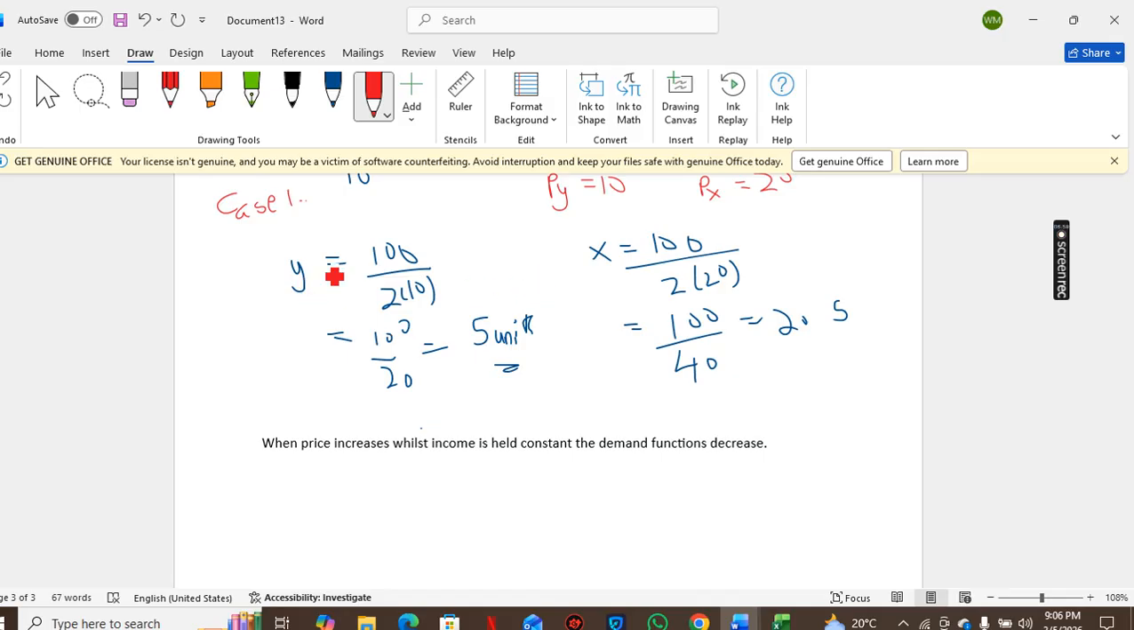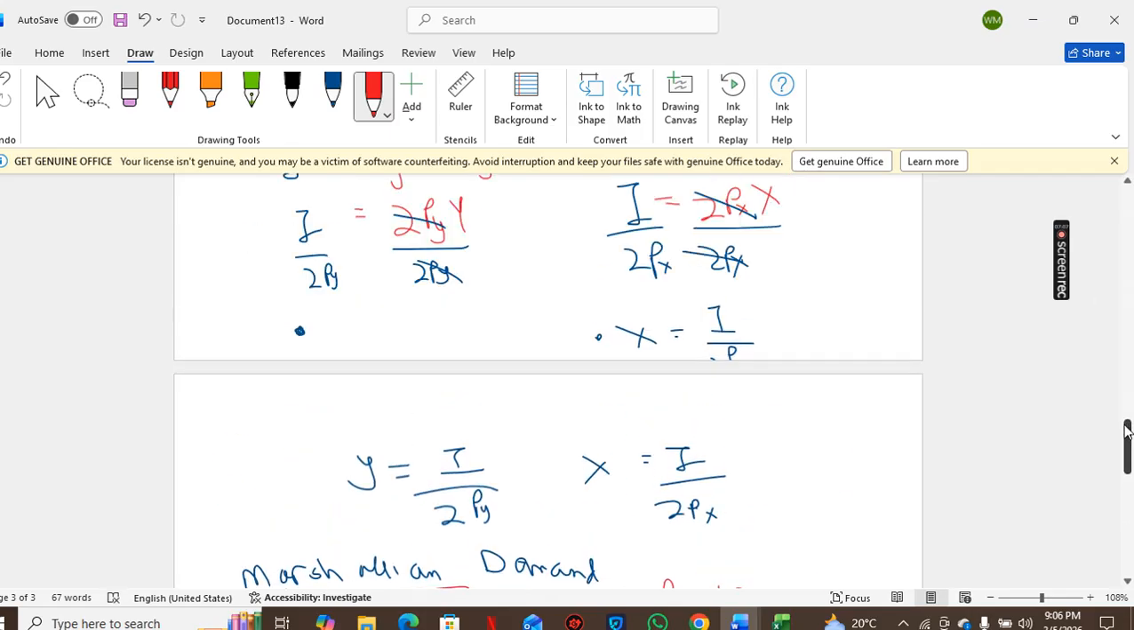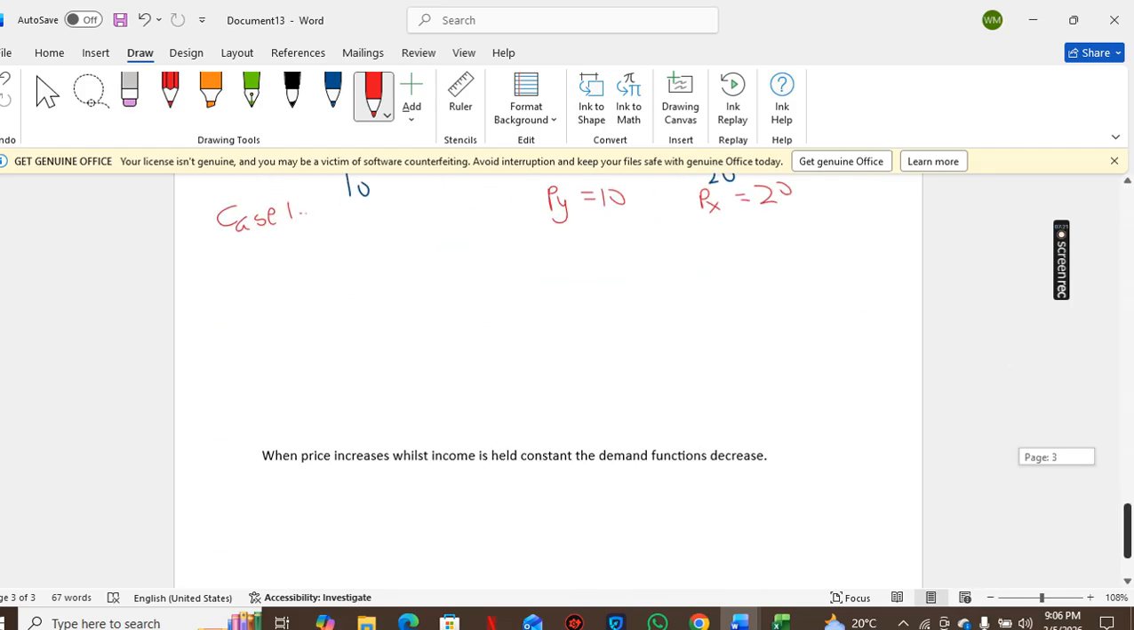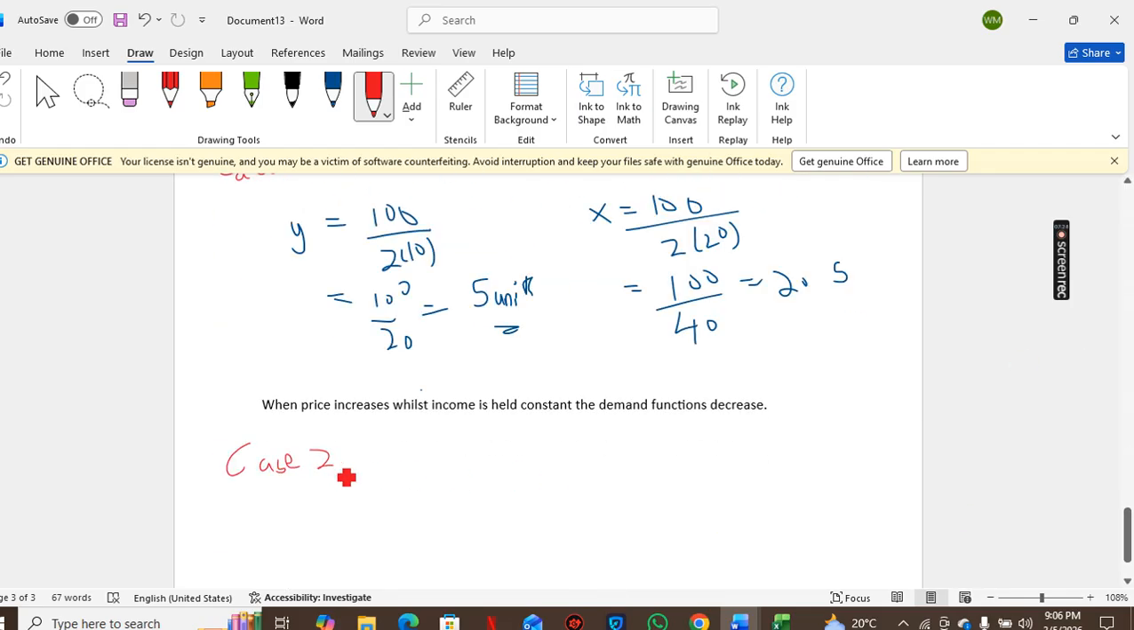How these functions increase with income. Okay, case 2. We're going to come back here. Remember where we started, our starting point was here. Income 100, price of Y 5, price of X 10. So now this income, let's say it increases to 200. Case 2, income increases to 200, and the prices stay the same.